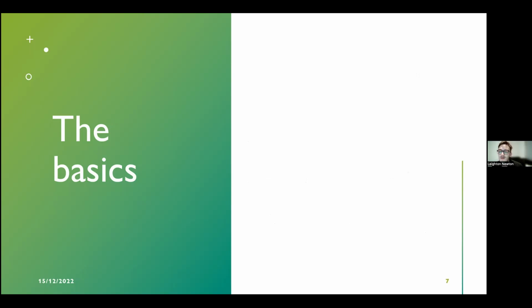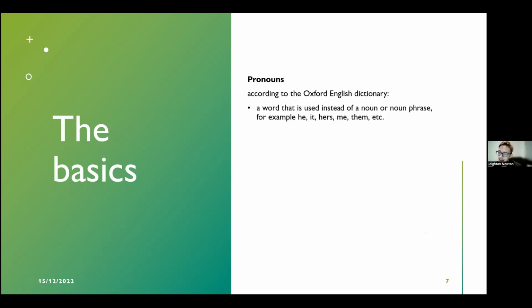More basics. One final basic, pronouns. What is a pronoun? It's a word that's used instead of a noun or a noun phrase, for example, he, it, hers, me, them, etc. So they're the words that we use to refer to people instead of using a name.